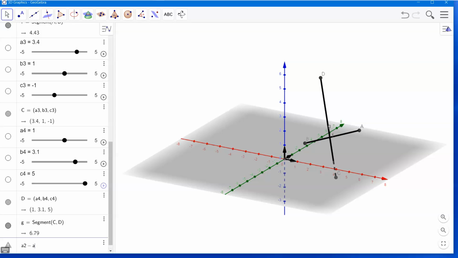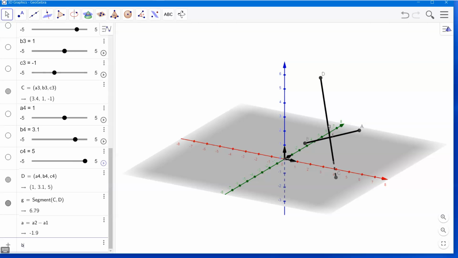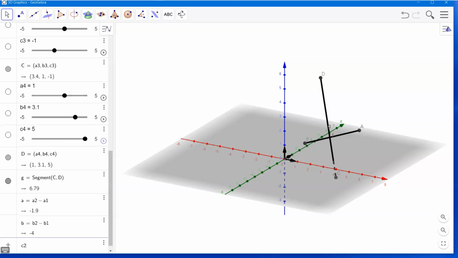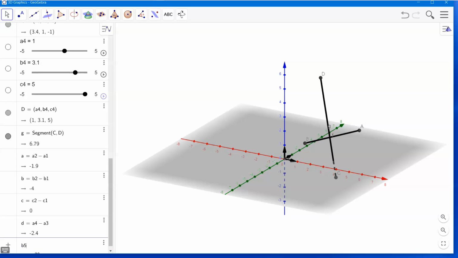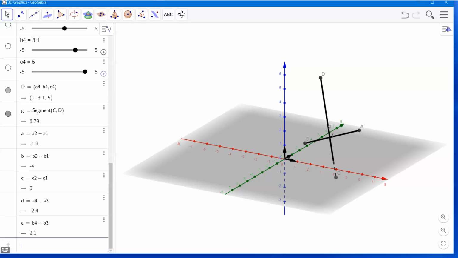So a2 minus a1, b2 minus b1, c2 minus c1. This is the direction ratios of line AB. Now similarly, let's look at the direction ratios of the other line, CD. That would be a4 minus a3, b4 minus b3, and c4 minus c3.